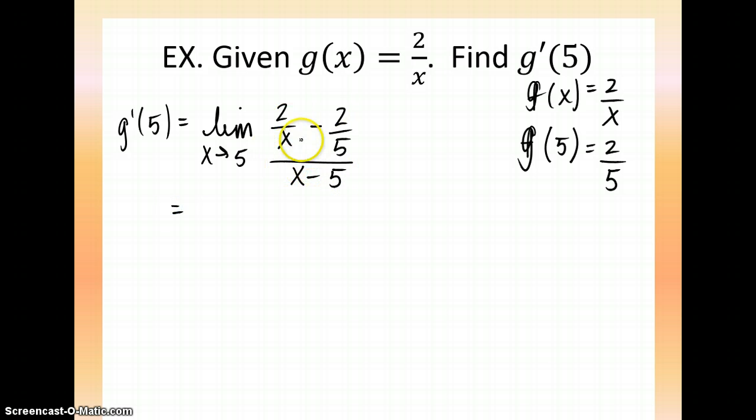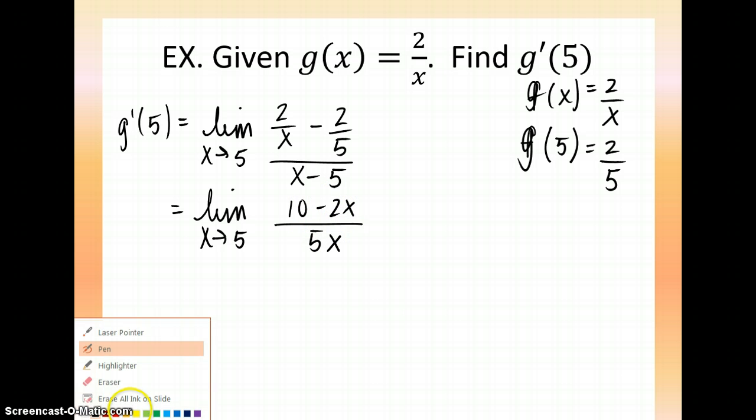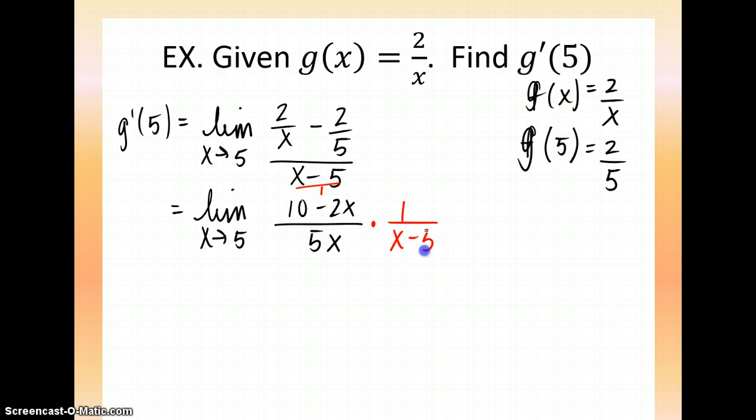All right, so we have two fractions in the numerator, getting my common denominator, 10 minus 2x divided by 5x. And then I know that's really over 1, so get rid of the fraction within a fraction.